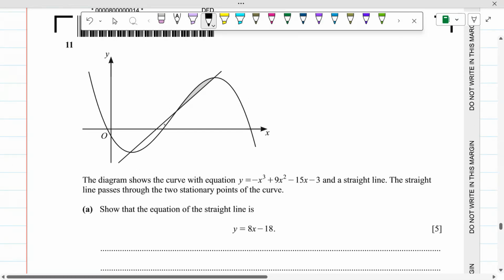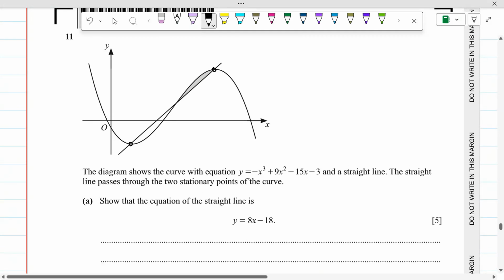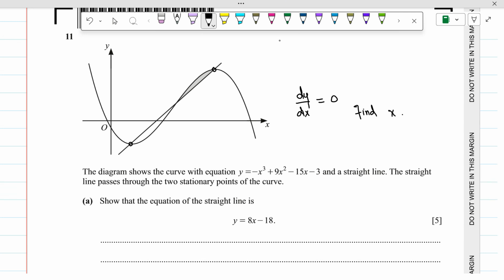So this is the straight line which passes through the stationary points of the curve, this one and this one. These are the two stationary points. So we need to show that this line has the equation y is equal to 8x minus 18. So we find the stationary points of the curve, and using those points we will find the equation of the line. To find the stationary points we need dy over dx, and we need to equate it with 0, and then by using this equation we need to find the x coordinates of the stationary points.